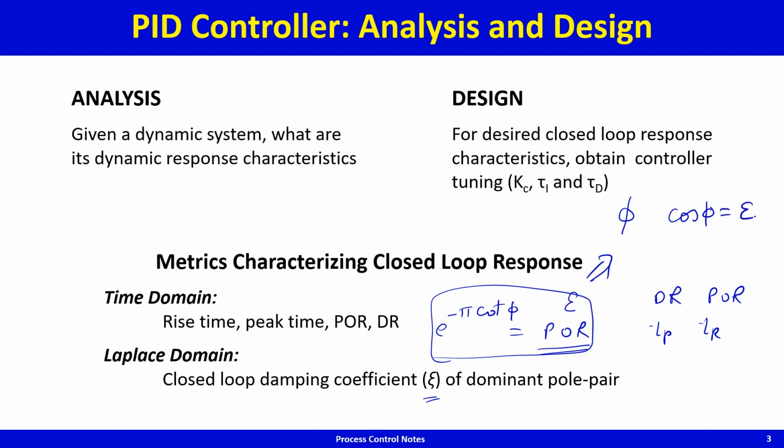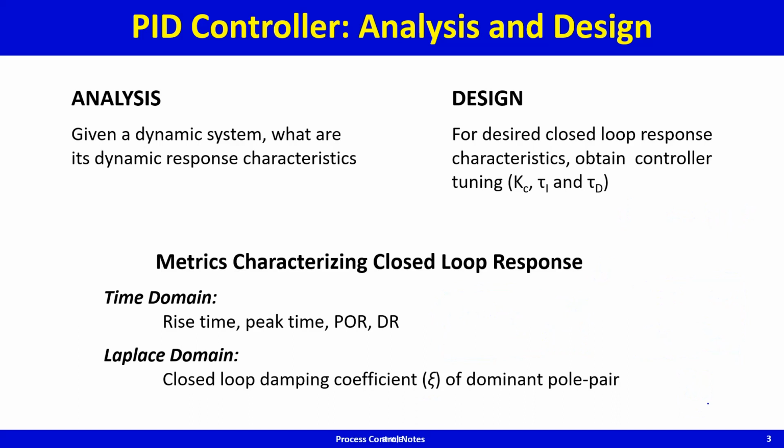So whether you're specifying peak overshoot ratio or you're specifying damping ratio, there is a relationship that these metrics have with the damping coefficient, and therefore specifying the damping coefficient or the time domain closed loop response characteristics, these are actually equivalent. Okay.